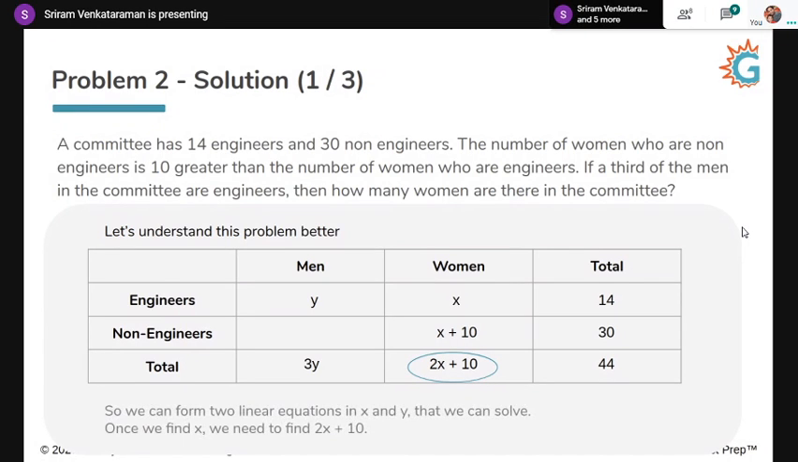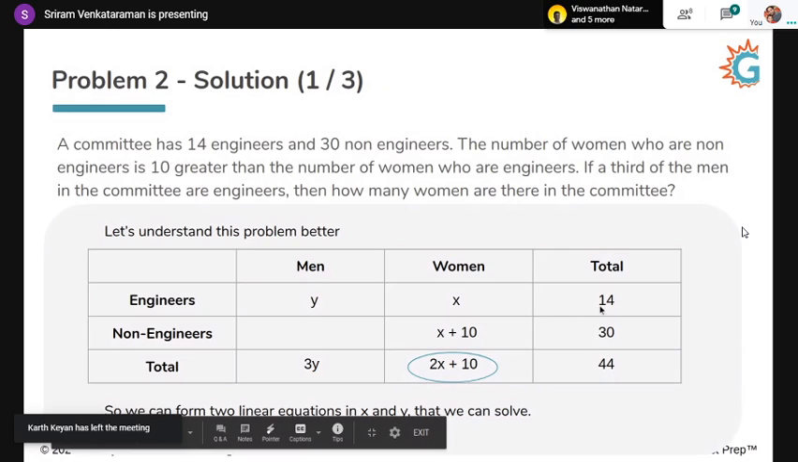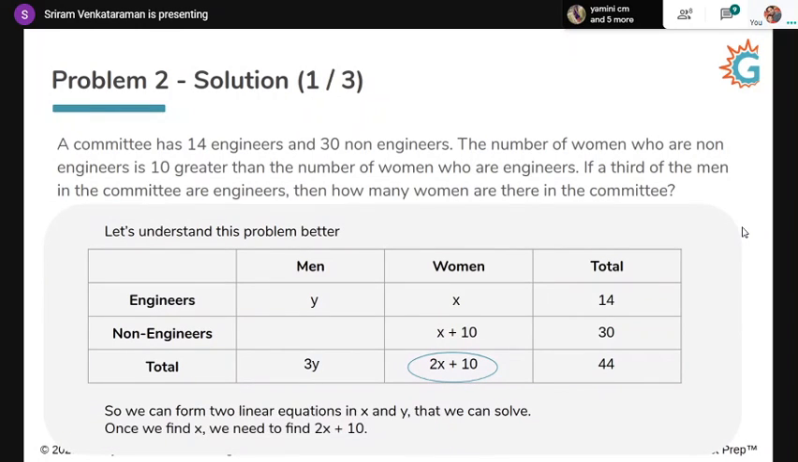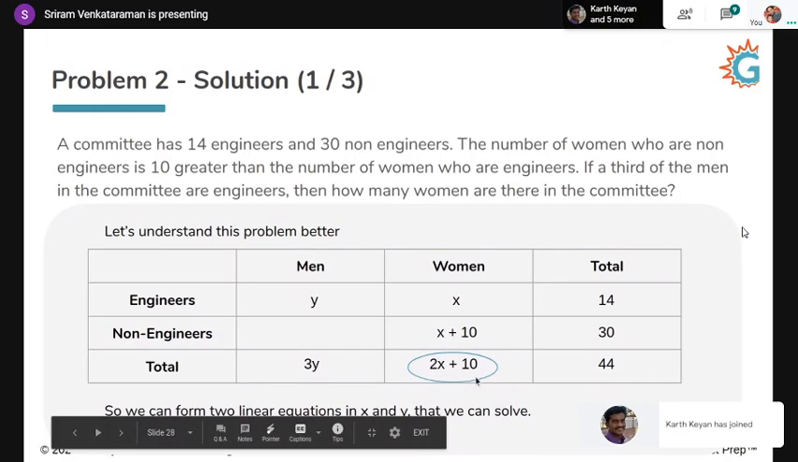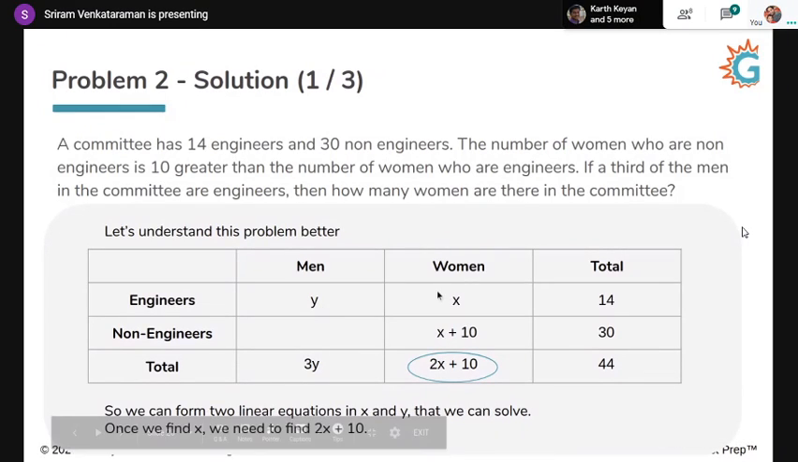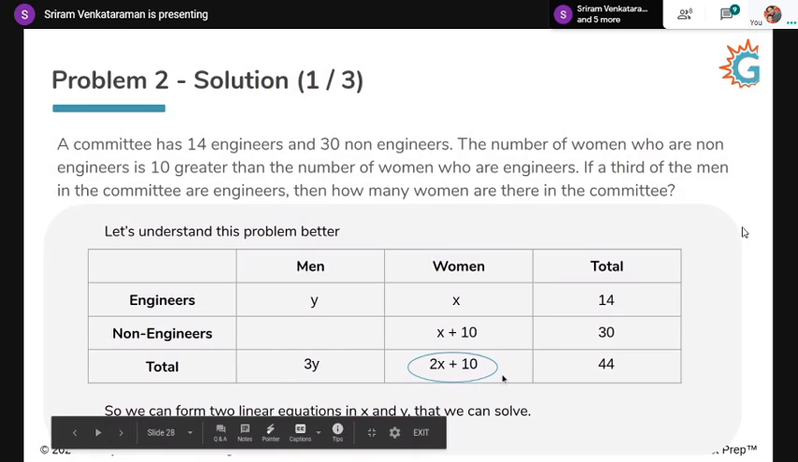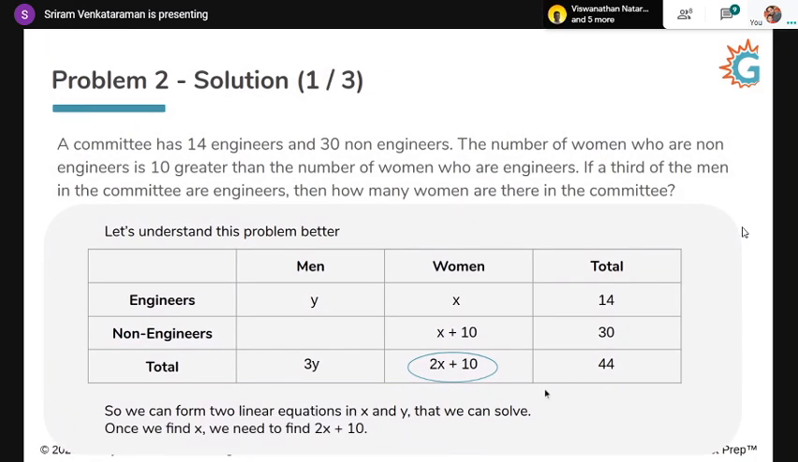Right. So it's actually very simple to see that we can form two linear equations in x and y. Why? Because y and x should add up to 14 and 3y and 2x plus 10 should add up to 44. So we have two equations in two variables which we can solve to find x and y. So that is my strategy, right? So think about what I did. I defined the problem, I thought about it, and I realized that, you know what, I can form two linear equations. So I just noticed that if I add these two, I'm going to get 14. If I add these two, I'm going to get 44. So I can frame two equations and I can solve them.